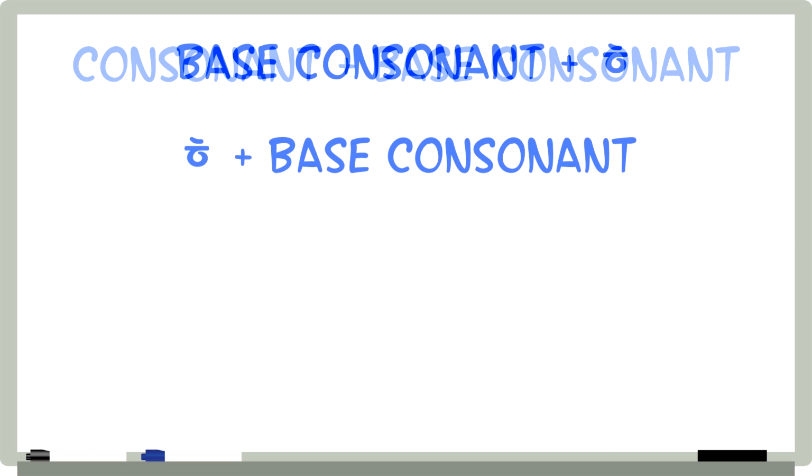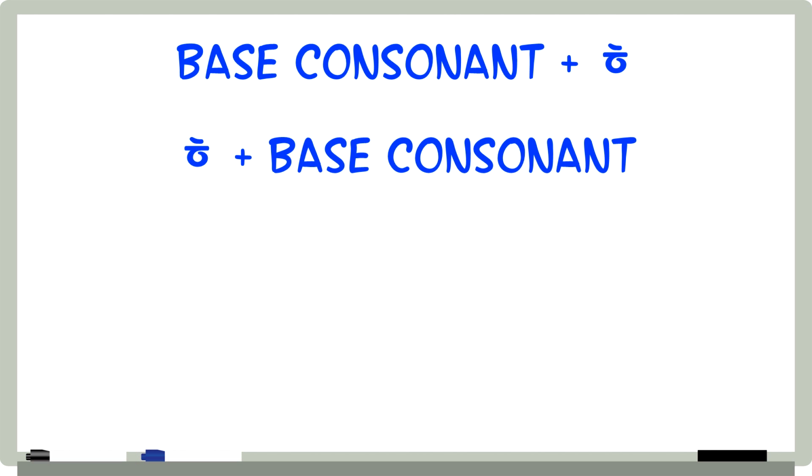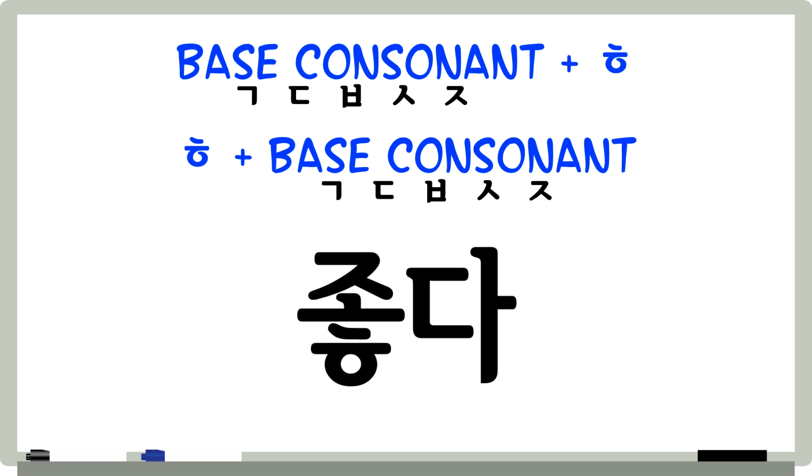Let's go over our next sound change rule. This rule is specifically for the letter hyet. Whenever it comes before or after a base consonant, it changes the base consonant into a strong consonant. So for example, take the word 좋다, which is a verb that means to be good. There's a hyet at the bottom of the first syllable, and it's followed by a 디귿. So the 디귿 changes into a 티읕. This becomes pronounced as 좋다.